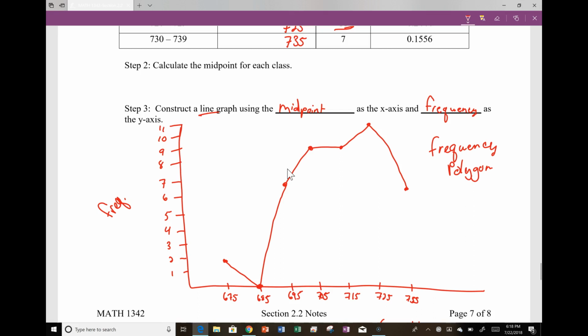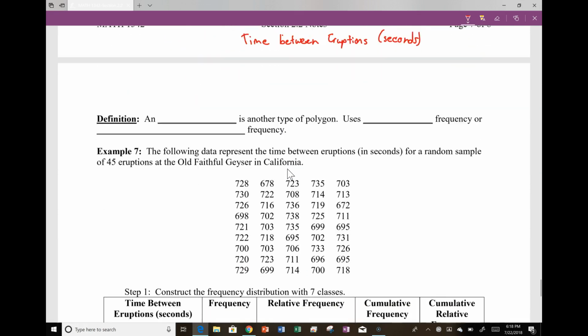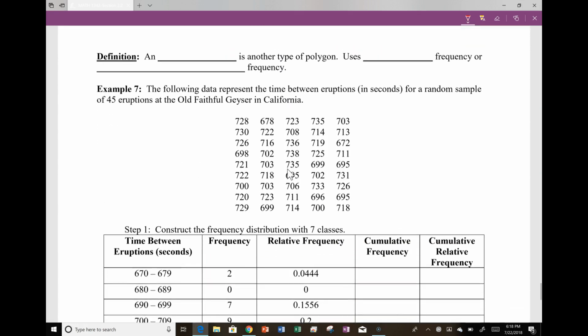The last type of graph that we want to discuss in this area with the quantitative data is what we call an ogive. It's spelled ogive, but it's actually pronounced with a J sound, an ogive. It's another type of polygon. So since it's a polygon, it's going to be some type of line graph. Instead of using just the frequency, though, it's going to use the cumulative frequency or the cumulative relative frequency.